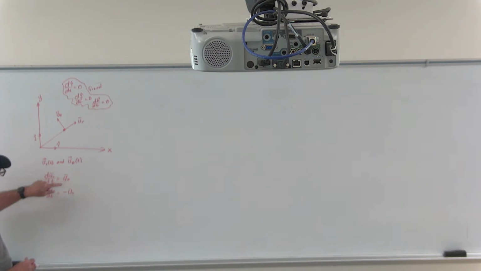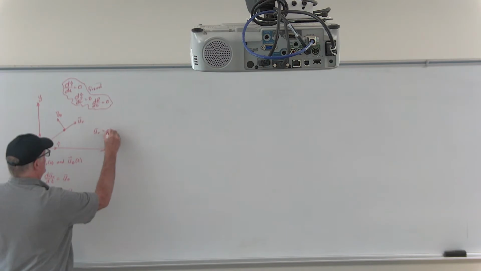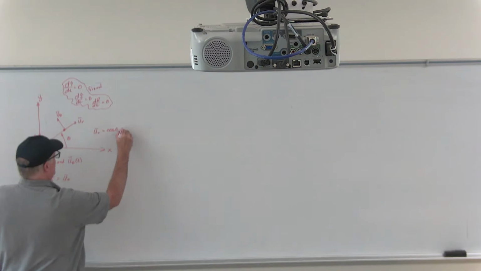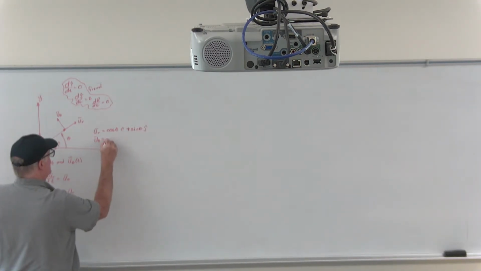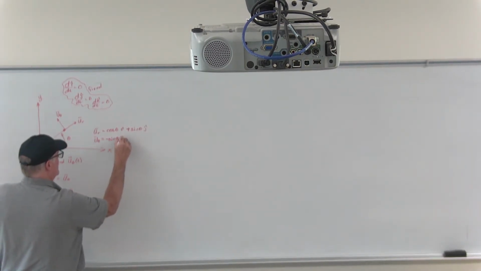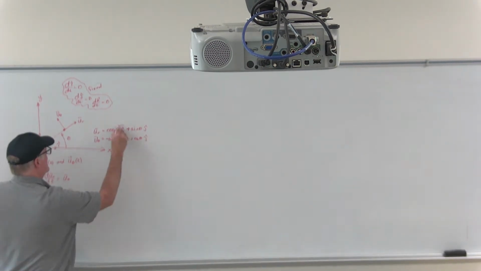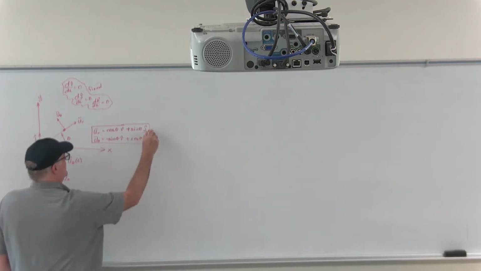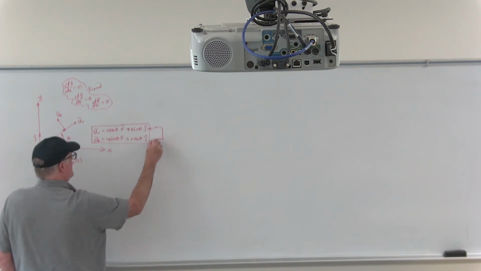In other words, we basically had UR equal to cosine theta I plus sine theta J, and we found U theta to be minus sine theta I plus cosine theta J. So we found that. We took its derivative. We found out if we took this one's derivative with respect to time, we ended up over here, and so on and so forth.